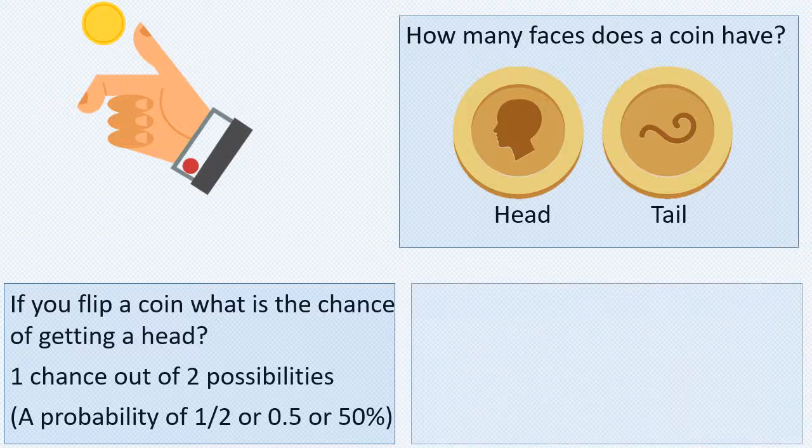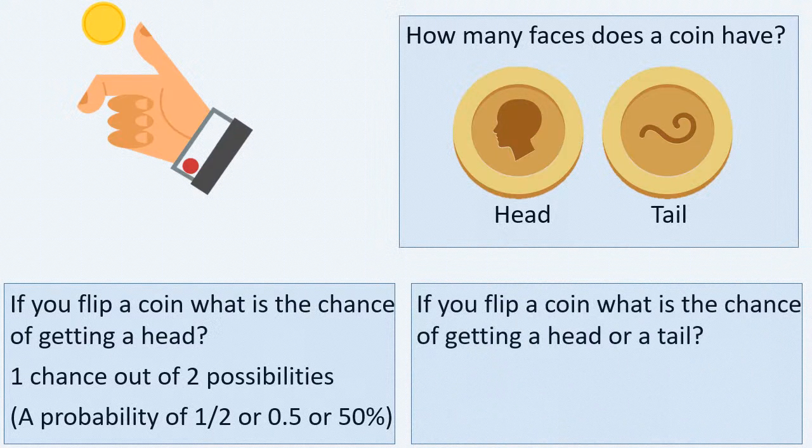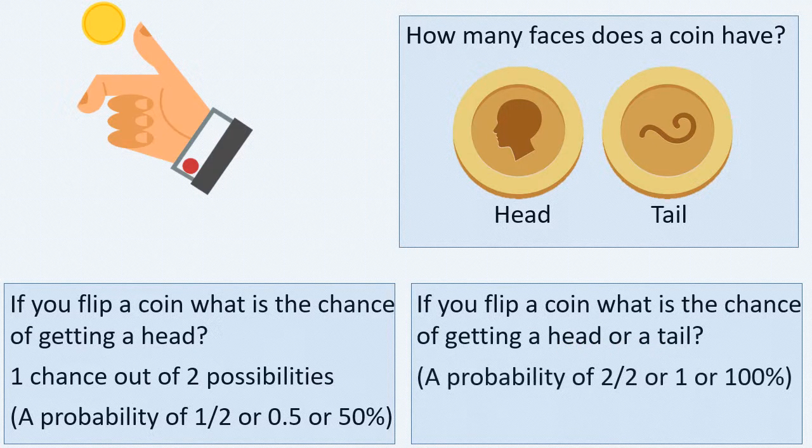Now, if we flip that same coin, what is the chance of getting a head or a tail? Of course, that's all that we've got. So the probability is 2 out of 2 or 1. Or in percentage form, we can also say that it is 100%. So we have 2 chances out of 2 possibilities.